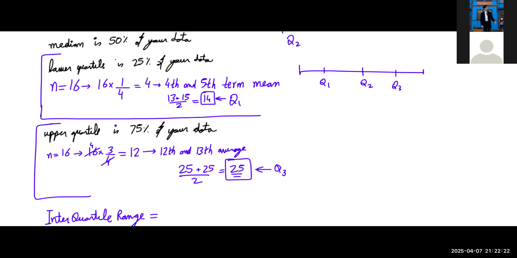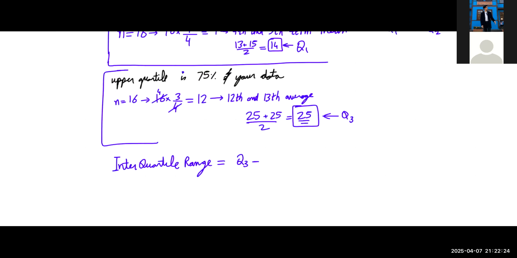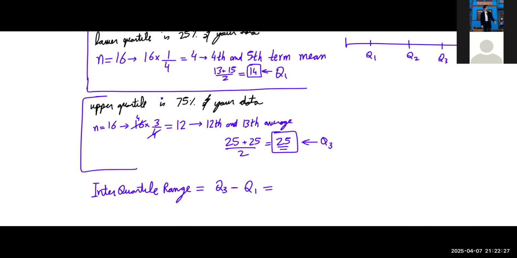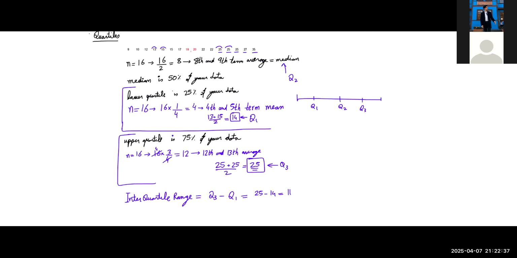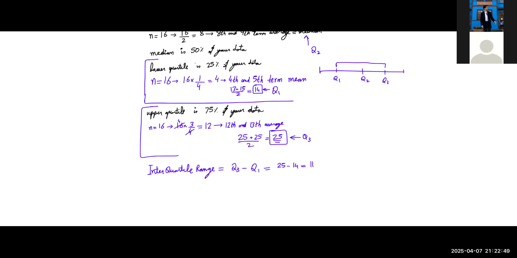All right. So the interquartile range is basically the upper quartile minus the lower quartile, which gives you 25 minus 14, which is 11 in this case. Okay? So the bigger this number is, the more spread out your data is. Because if there's a very big difference between your lower quartile and your upper quartile, that means your data must be very, very spread out, right? So this helps you get a feeling for how spread out your data is. You see what I mean? Yeah. So this is your first measure of dispersion. Are there any questions? No. Perfect.